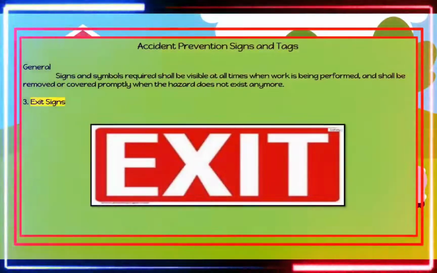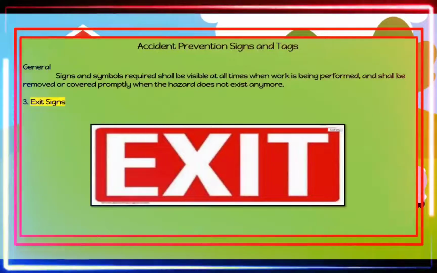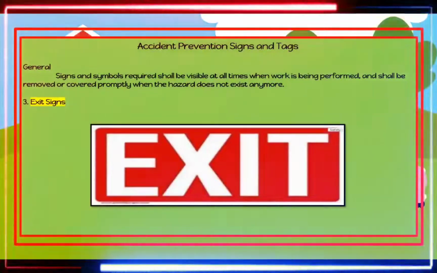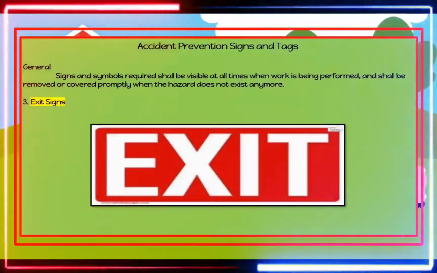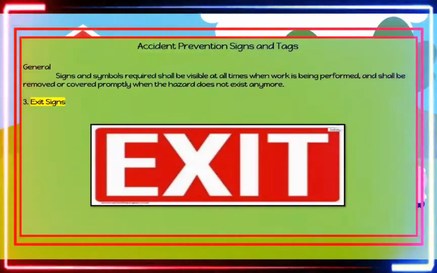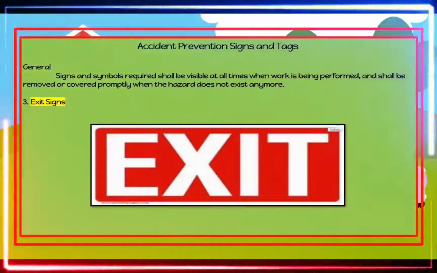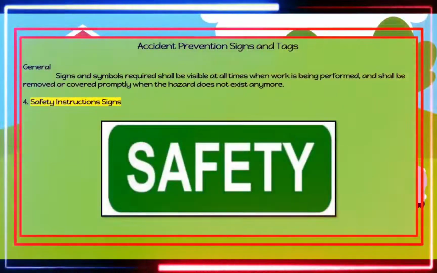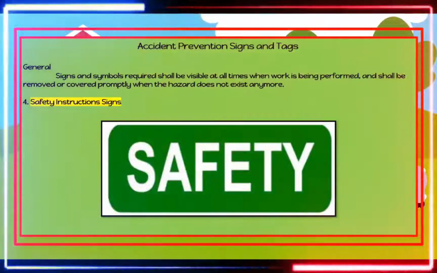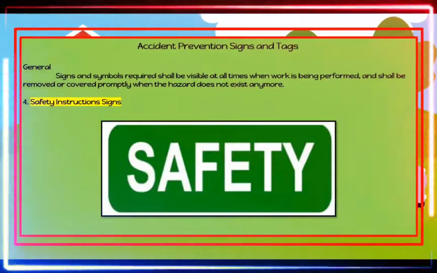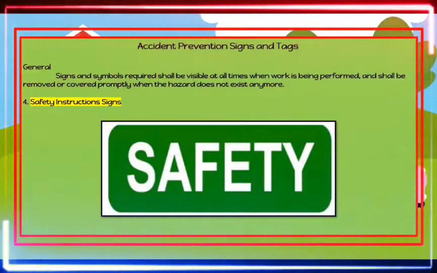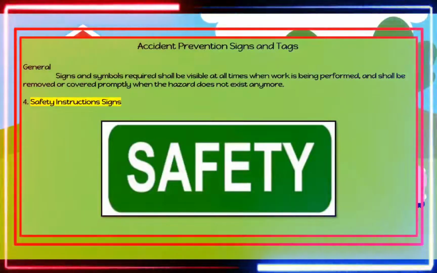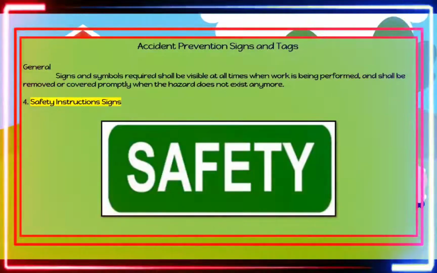Exit signs. Exit signs, when required, shall be lettered in legible red letters, not less than 6 inches high, on a white field, and the principal stroke of the letter should be at least 3/4 inch in width. Safety instruction signs. Safety instruction signs, when used, shall have a green upper panel with white letters to convey the principal message. Any additional wording on the sign shall be black letters on a white background.